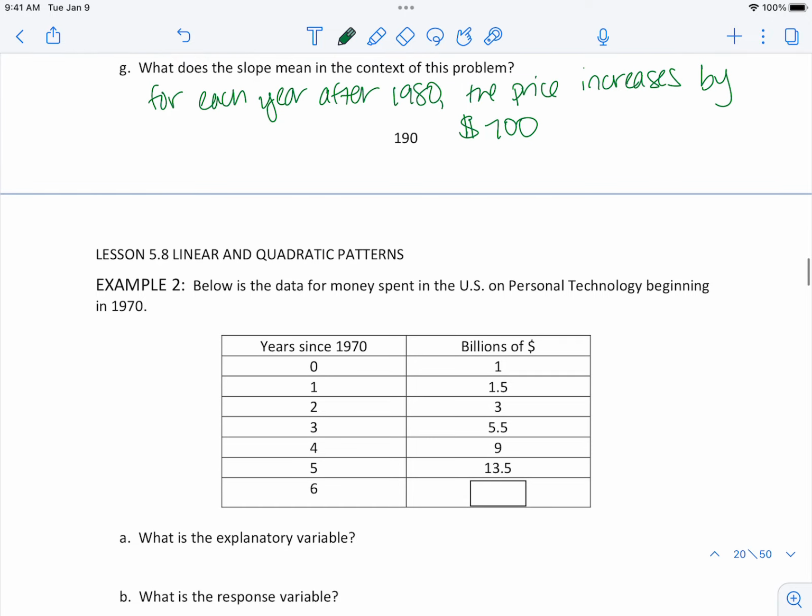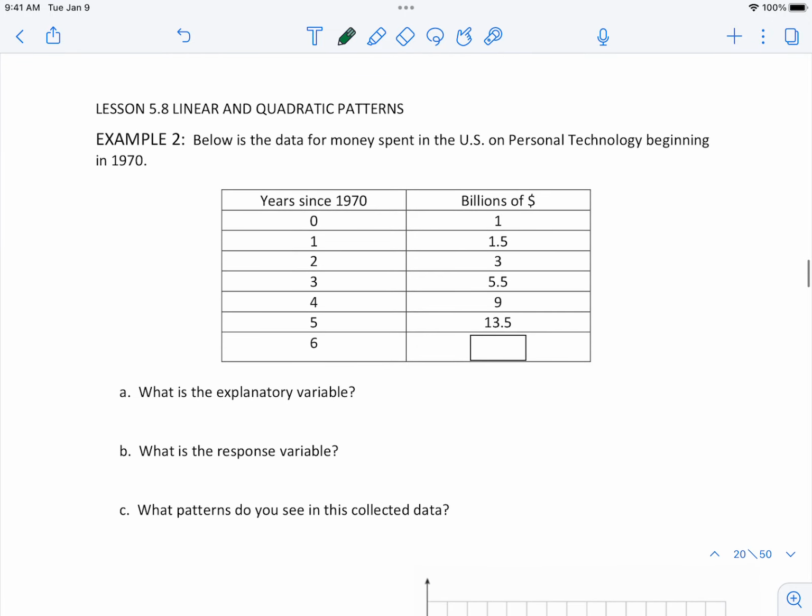Okay, let's go to the next page. Below is the data for money spent in the US on personal technology beginning in 1970. What is the explanatory variable? This is going to be our years since 1970. What is the response variable? This will be billions of dollars.